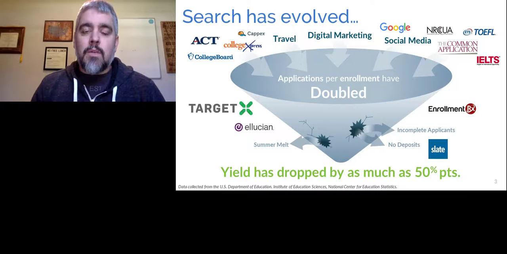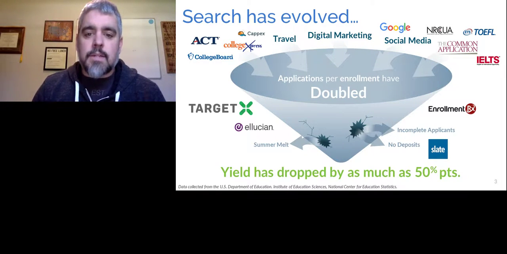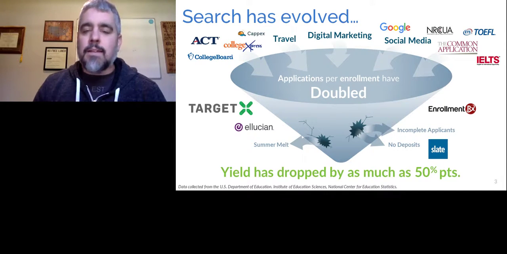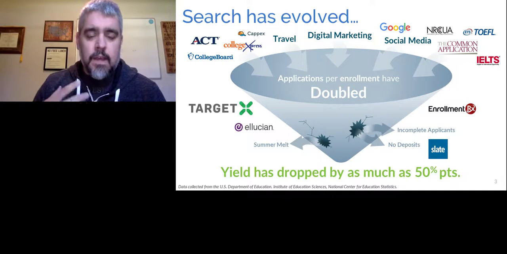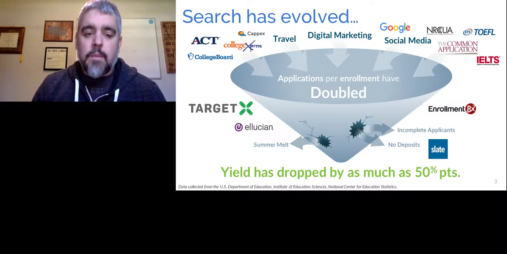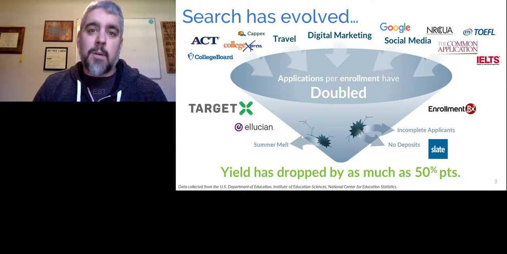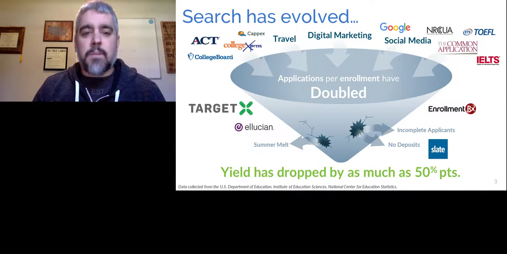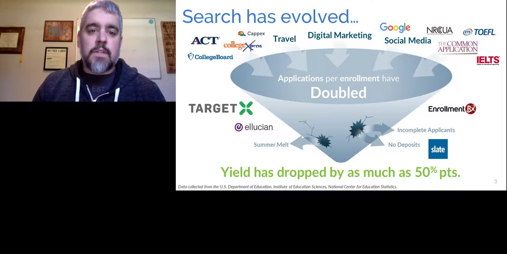On top of this, we know that CRM systems have proliferated throughout the industry and the process, and the promise of those has been to make things easier and faster and save you time and effort. But what we've seen, and this is data from the U.S. Department of Education, is that over the past 15 years or so, yield has dropped by as high as 50 percentage points. So the number of applications that an institution has to generate for one single enrollment has doubled over the past 15 years. And that says to us that you're doing double the amount of work for the same net result, which is really not sustainable.